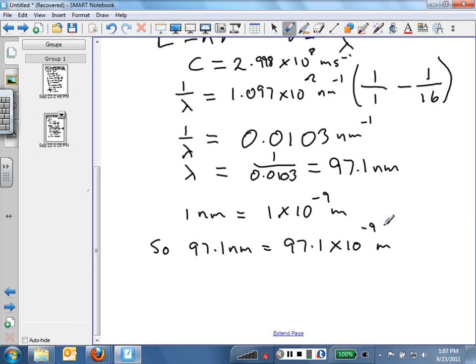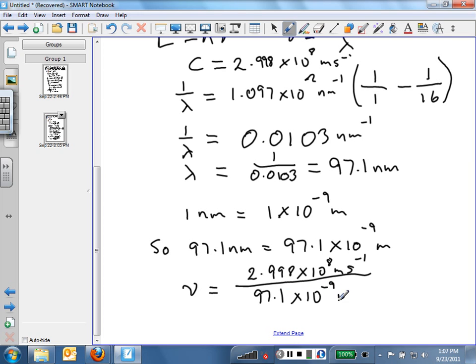Now we can solve. And we get frequency equals 2.998 times 10 to the 8 over 97.1 times 10 to the minus 9 meters. The meters cancel, and so we're left with 3.09 times 10 to the 14 per second, or hertz.